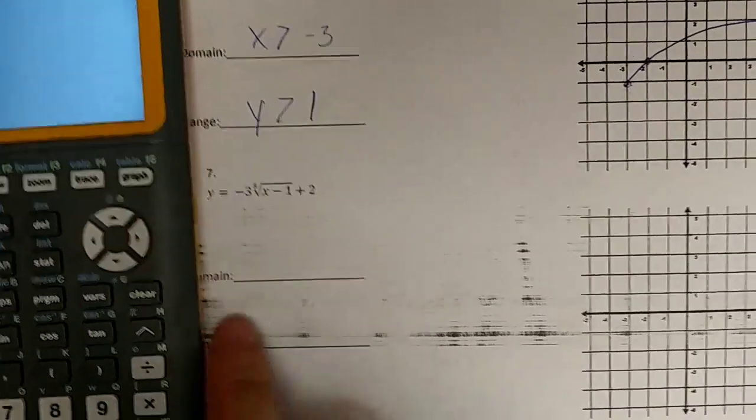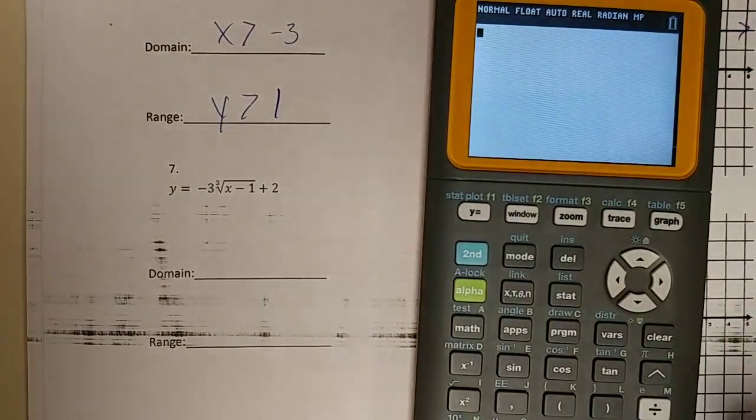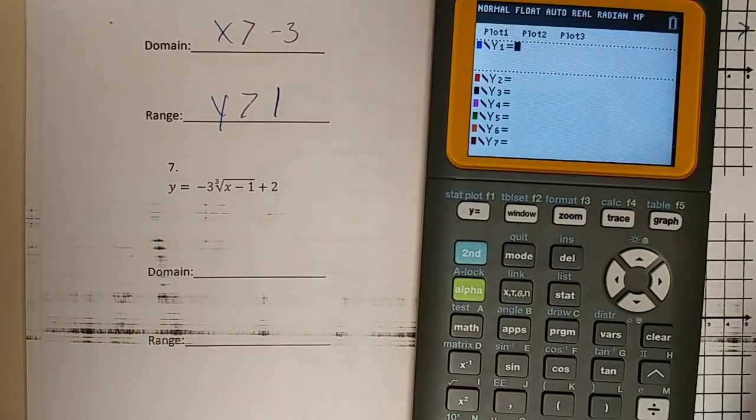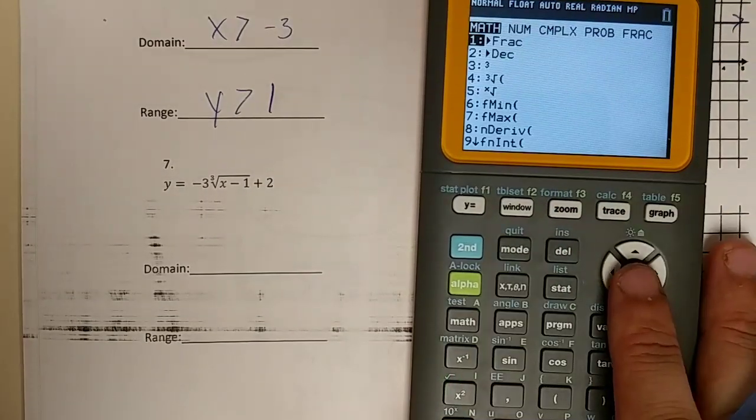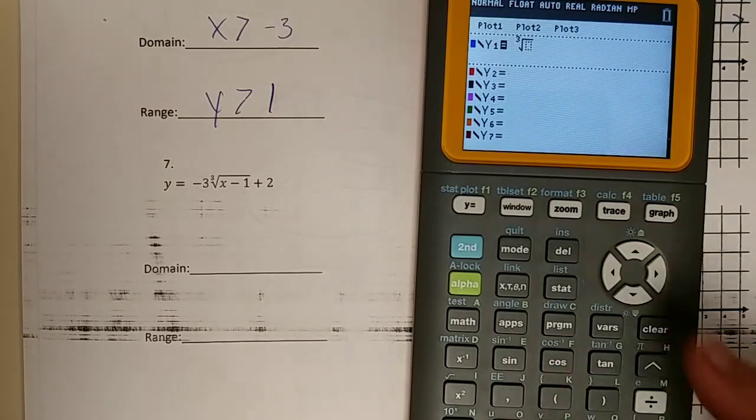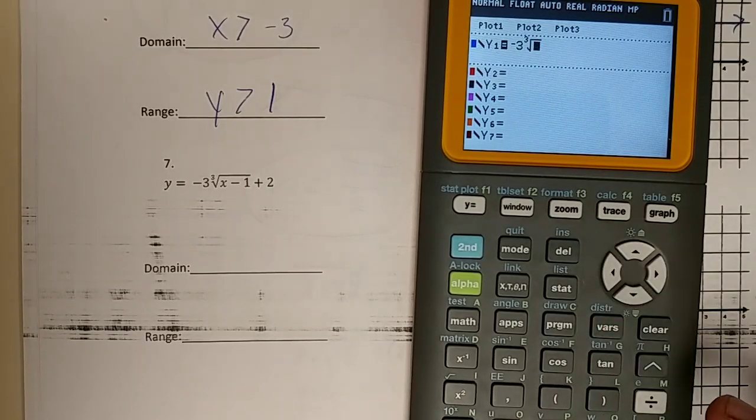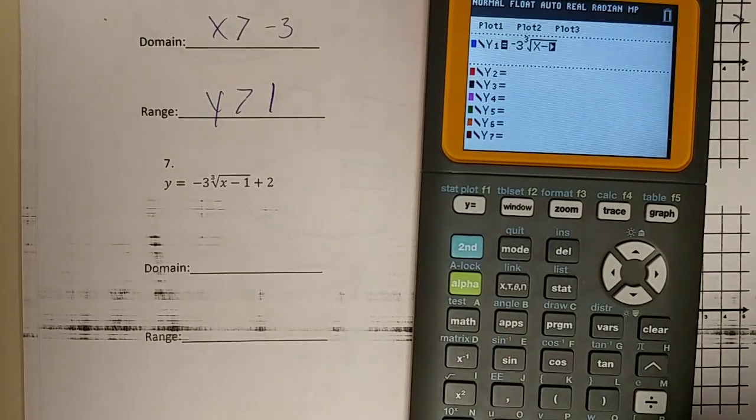So let's go to the next one. Now we're dealing with a cube root. Now the good thing about cube root is domain and range is super easy. I'm going to clear this. To get the cube root, I said it earlier in the video, click math and scroll down to option 4. And you should get cube root. Before I put the cube root, I gotta put -3. So type in first -3 and then cube root. X minus 1, right, plus 2.